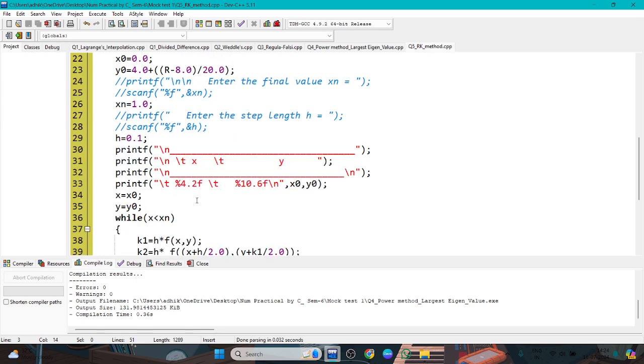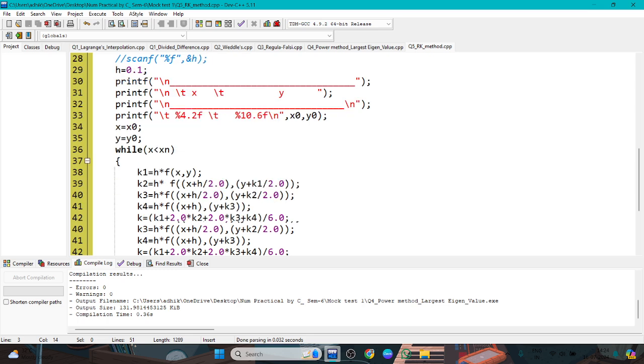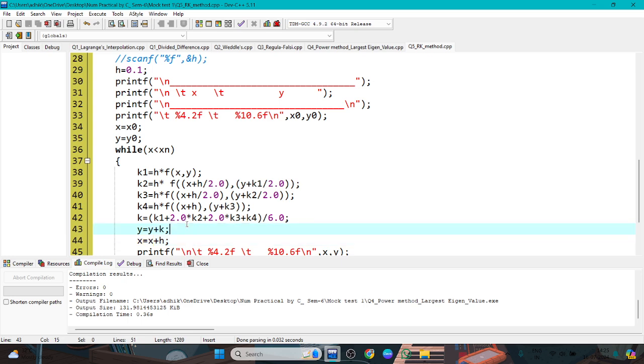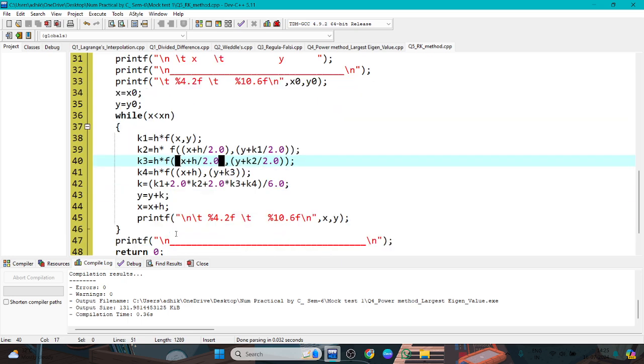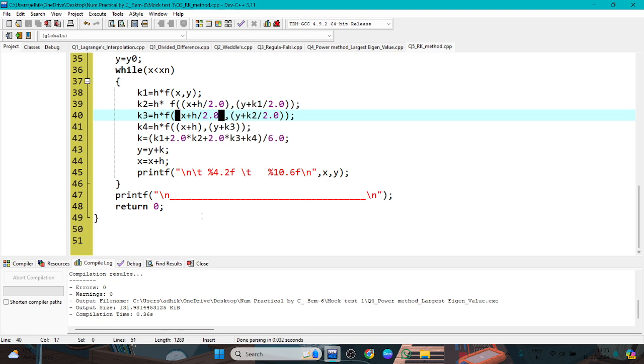Printf the table. k1 is h into f, k2 equal to h into f of x plus h by 2, y plus k1 by 2, k3 equal to h into f of x plus h by 2, y plus k2 by 2, k4 equal to h into f of x plus h, y plus k3. k equal to (k1 plus 2k2 plus 2k3 plus k4) whole divided by 6, y equal to y plus k, and x equal to x plus h. Then printf and return 0, and there is no error.